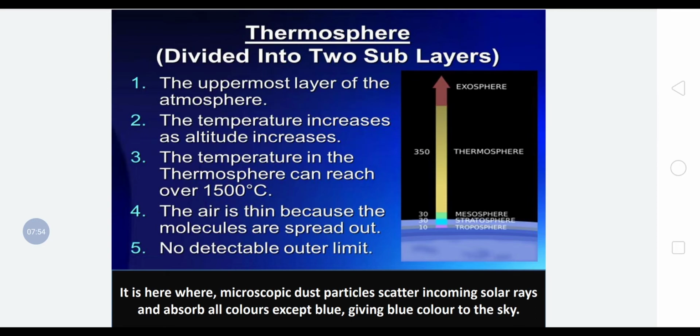And even here in this layer, there are microscopic dust particles which scatter around, and the solar rays जब आती हैं तो वो उन सभी कलर्स को एब्जॉर्ब कर लेते हैं, डस्ट पार्टिकल्स, एक्सेप्ट ब्लू, एंड दिस इज द रीजन द स्काई अपीयर्स ब्लू टू अस.